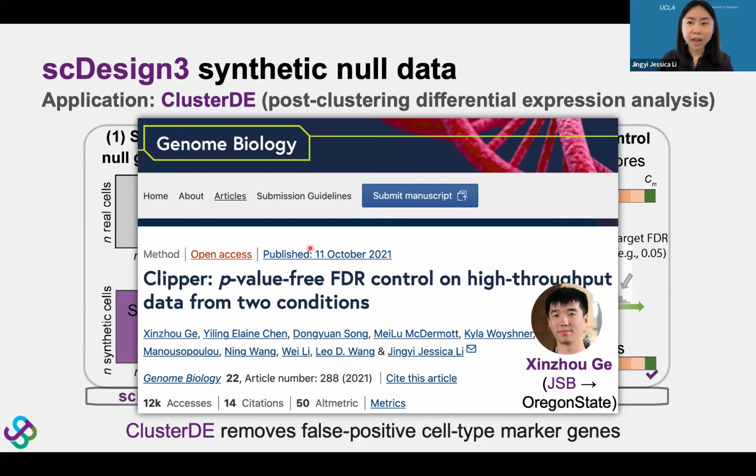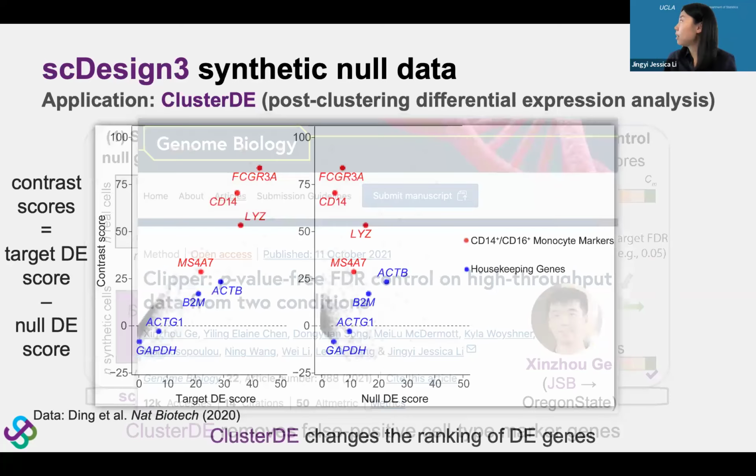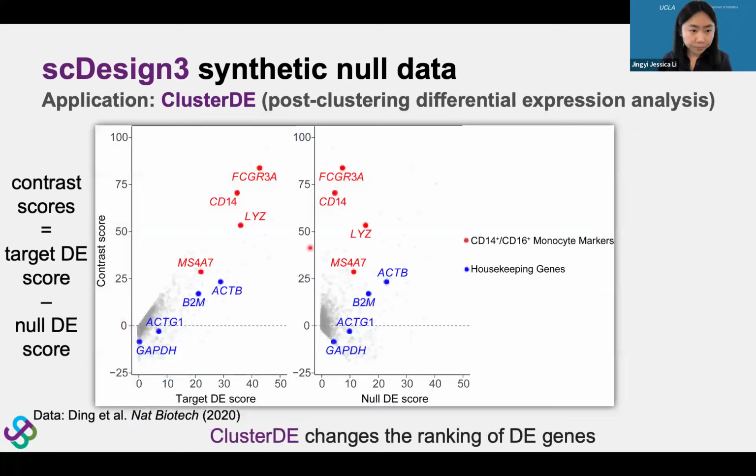Due to time, I will quickly show some results about how this approach worked. Suppose that for every gene, we have a DE score, which we define as the negative log p-value from the real data. Similarly, we can define a DE score for the same gene from the synthetic null data. So every gene has a target DE score and a null DE score. What we define as the contrast score is their difference.